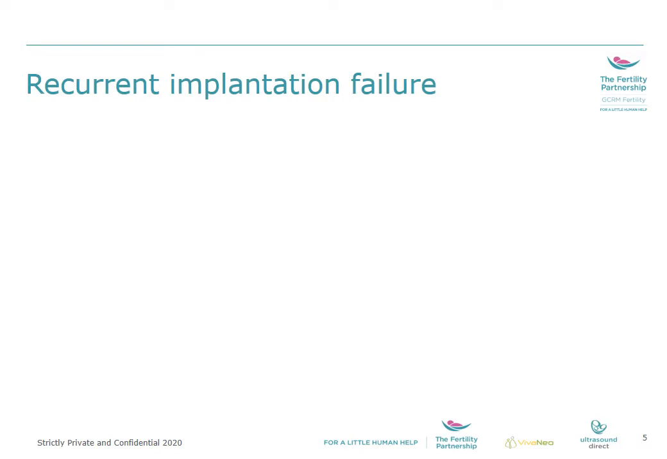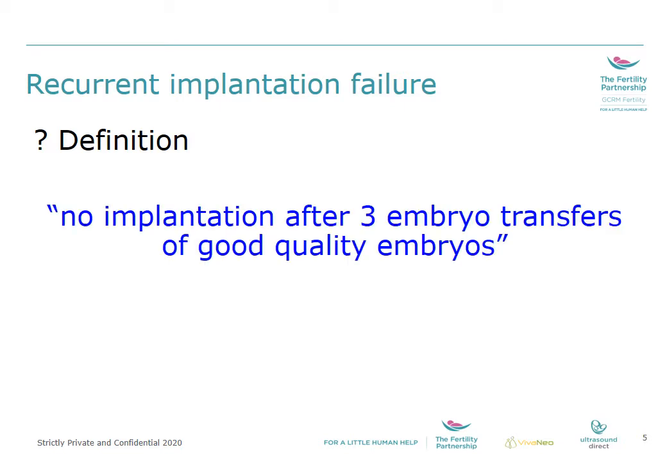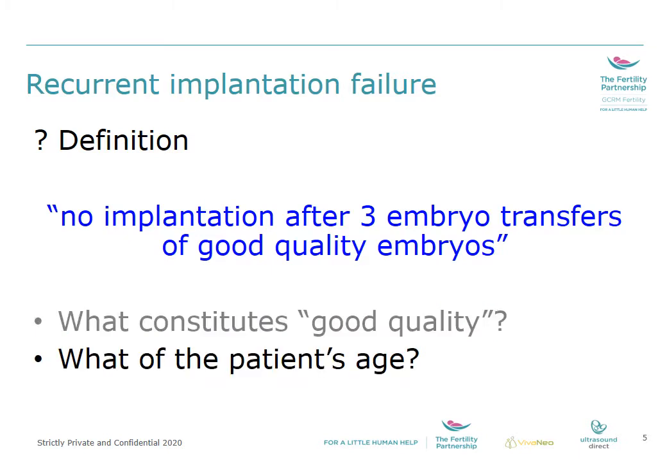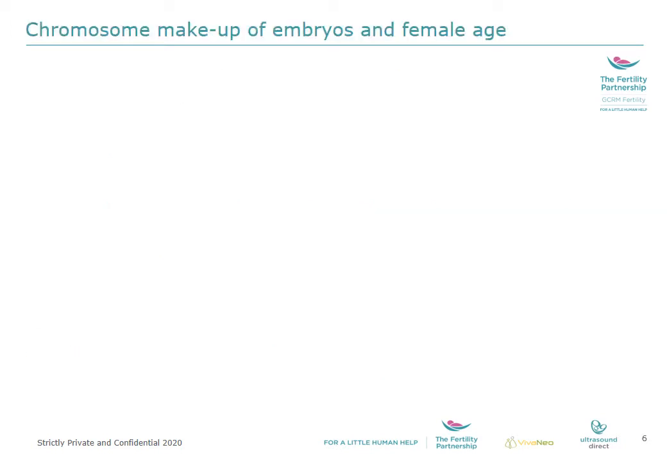If we look first of all at recurrent implantation failure, there is in fact no universally accepted definition. But a reasonable working definition is no implantation after 3 embryo transfers of good quality embryos. But that begs the question, what constitutes good quality? And indeed, what of the patient's age?